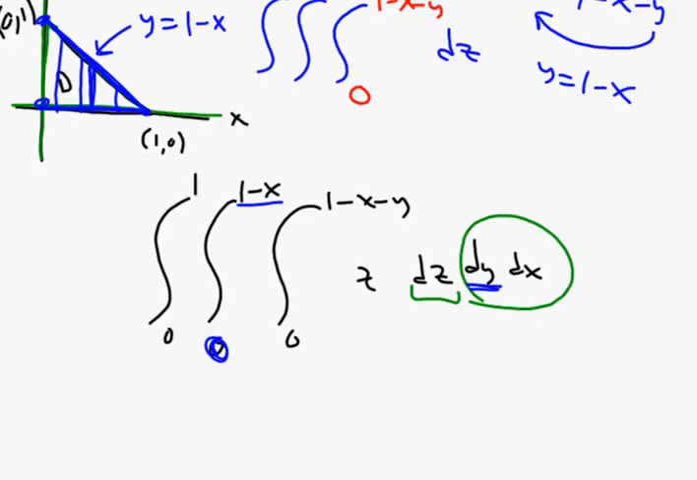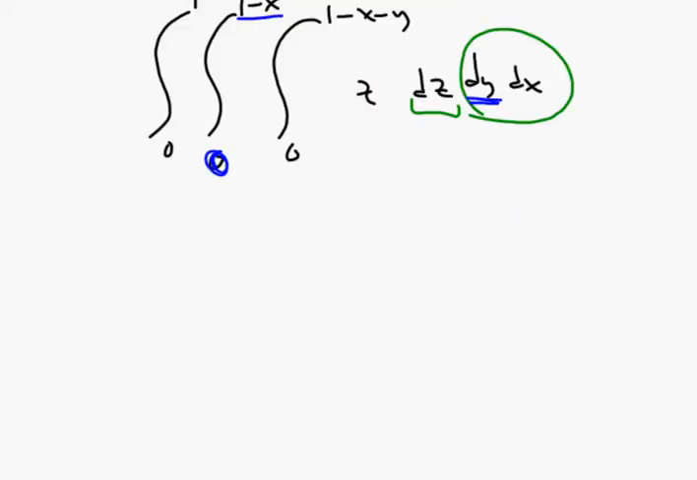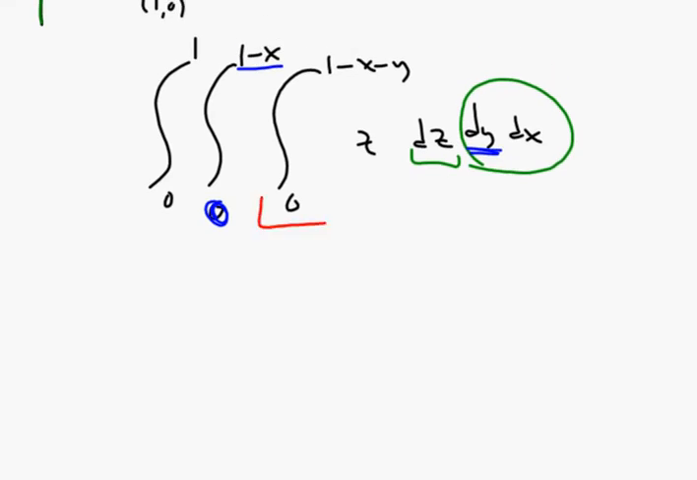Let's actually compute this integral. You should think of this like nested integrals. So this integral here is the one we've got to compute first. All right? So that antiderivative with respect to z of z is just 1/2 z squared, evaluated from 0 to 1 minus x minus y.